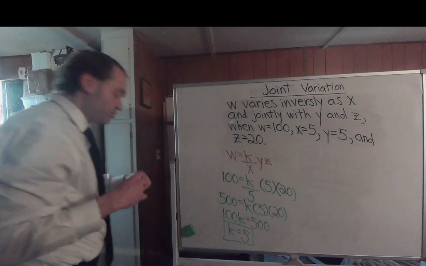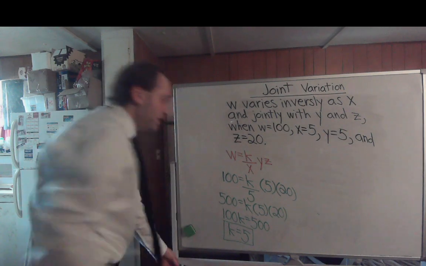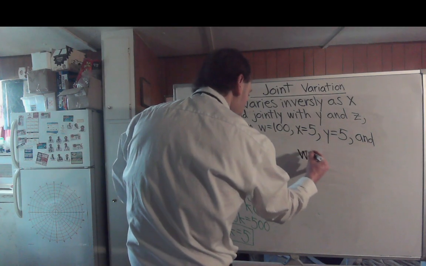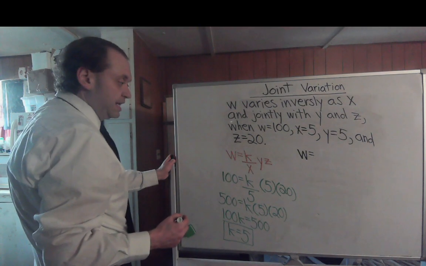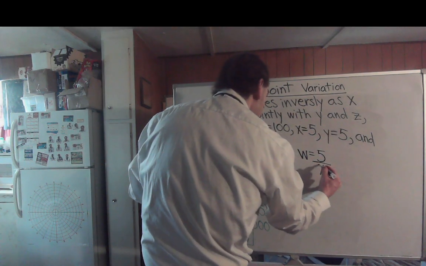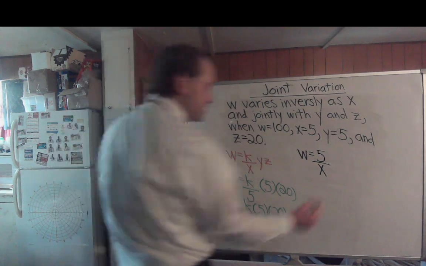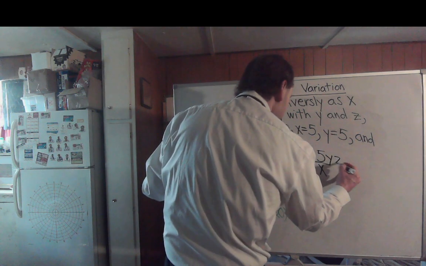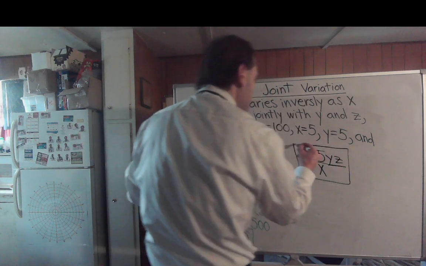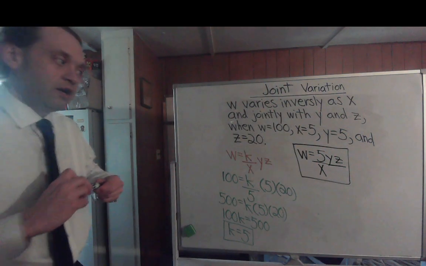We found the critical piece there. Now we can find the equation. So put that K in, you'll get that W would really equal that K divided by X, then times Y times Z. So W will equal K times YZ over X.